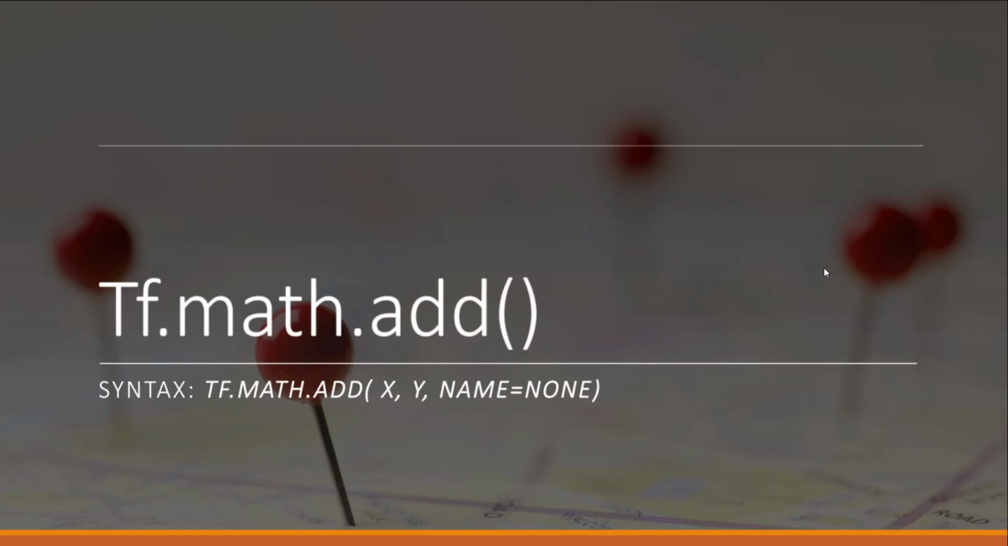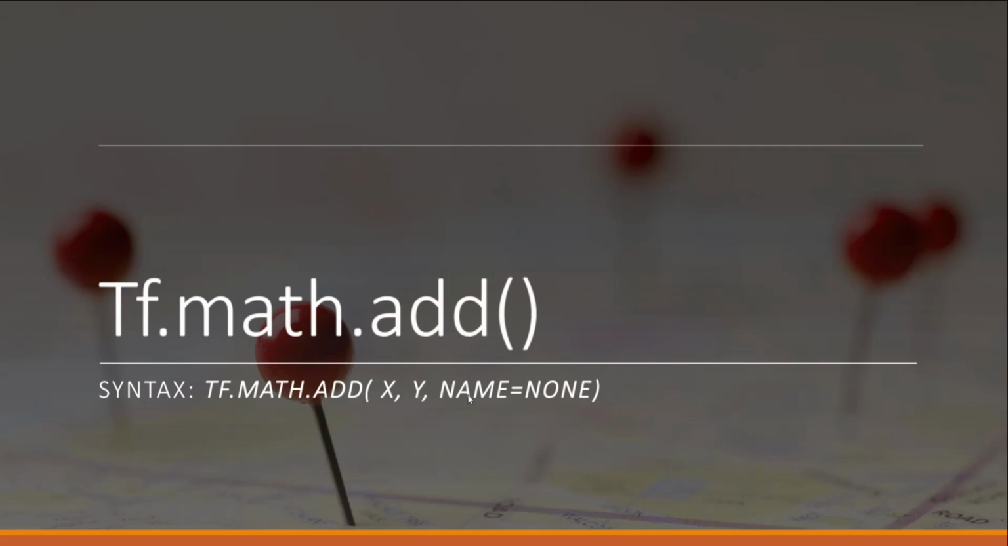tf.math.add. This function is used to get a plus b, that is our input tensors that pass to the function, and it is used to add two input tensors together element wise. Here is the syntax of the tf.math.add function, and within this function there are mainly two parameters. The first parameter x indicates the first input tensor, and the y parameter defines the second input tensor on which the addition function will be applied.